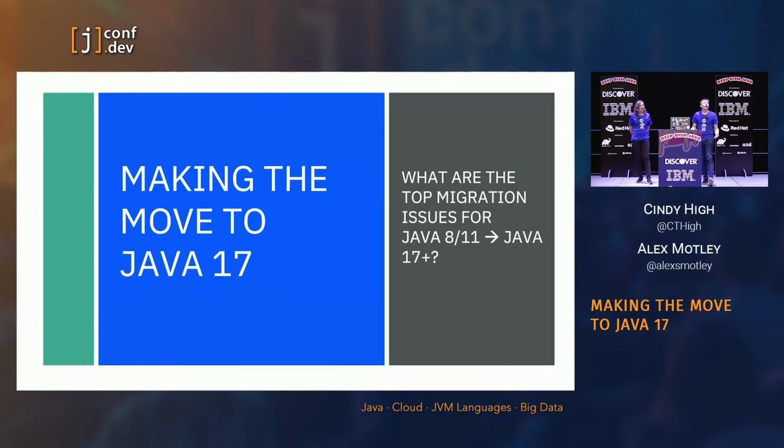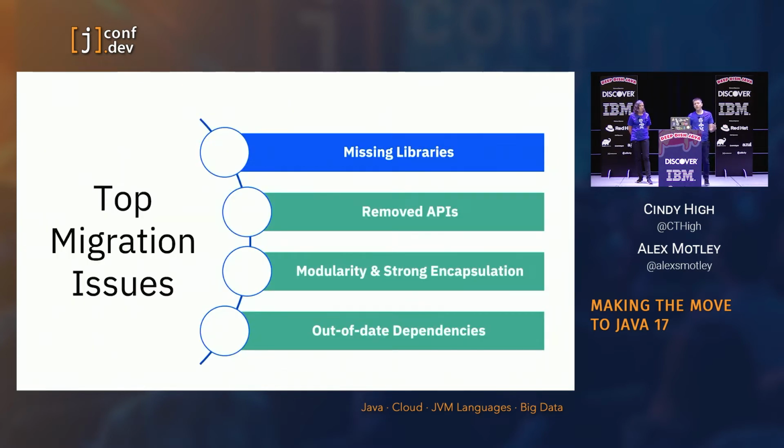Okay, and now we're going to get into the core of the presentation and talk about the top issues that people need to address when doing a migration from mainly Java 8 or 11 to 17, but even if you're on older Java versions, this will be relevant as well. There are 4 main focus areas that we're going to talk about today. Obviously we can't cover everything, but the 4 main categories we find that affect people are missing libraries, removed APIs, modularity and strong encapsulation, as well as out-of-date dependencies.